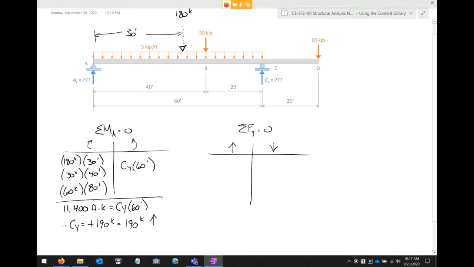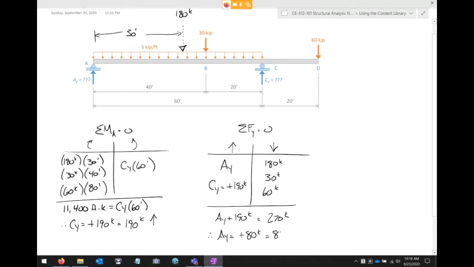And we've got AY going up. We don't know what that is. We've got CY going up, but we do know what that is. CY is positive 190, because we just figured that out. And then we've got 180, we've got 30, and we've got 60. So AY plus 190 is, what is that? 180 plus 30 is 210. 210 plus 60 is 270. That's 80.